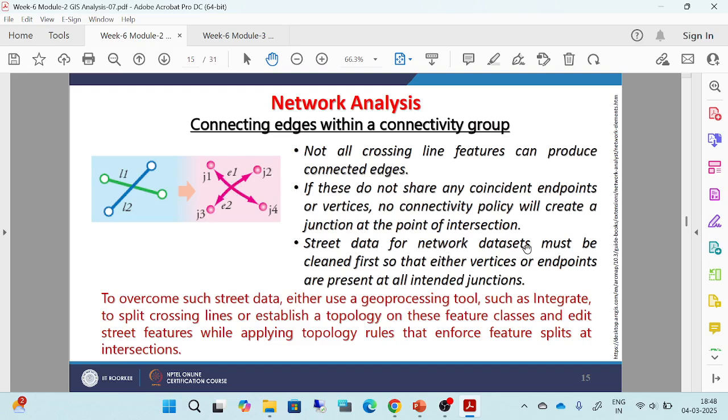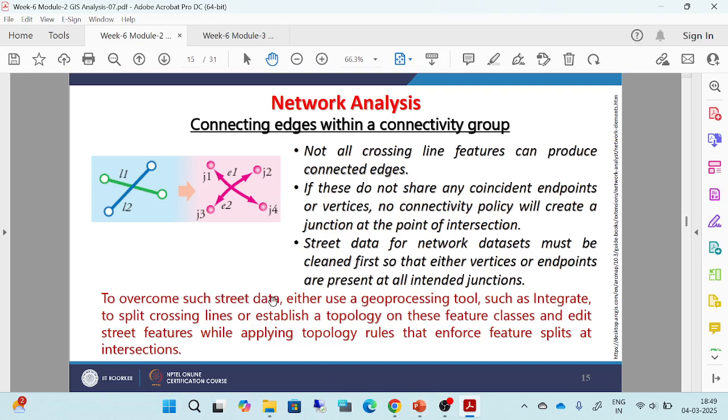Street data for network datasets must be cleaned first so that either vertices or endpoints are present at all intended junctions. That's what I was trying to say. If you have street data, you need to make sure where all the intersections are, or where the turns or common points are. Only then can you do a proper network analysis and thereby generate a proper network model.